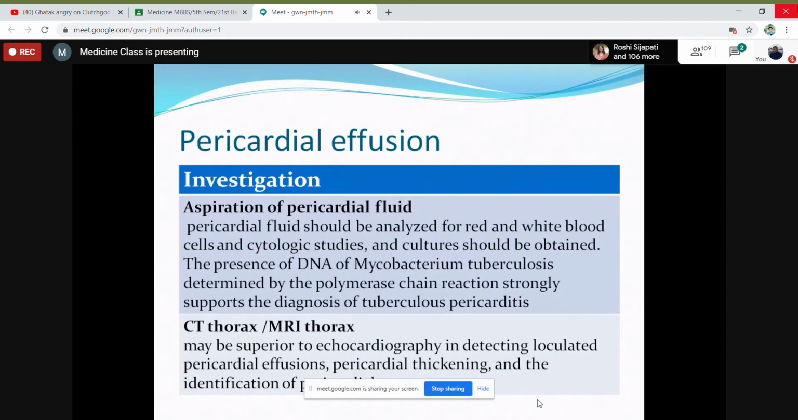So the other investigation: aspiration of the pericardial fluid. It should be analyzed for red and white blood cells, cytological studies, culture should be obtained, and the presence of DNA of Mycobacterium tuberculosis determined by PCR strongly supports the diagnosis of tuberculous pericarditis. There may be a role of CT thorax and MRI thorax, and these may be superior to echocardiography if we are suspecting a loculated pericardial effusion, pericardial thickening, or if we have to identify any pericardial mass.